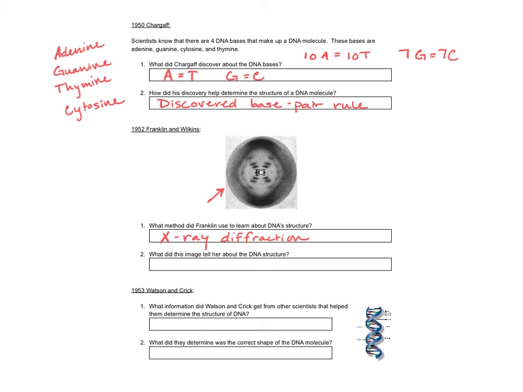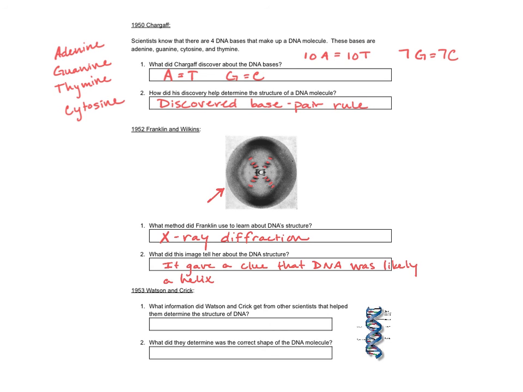Number 2 says, what did this image tell her about the DNA structure? And so she took this picture as though you were looking down a ladder from the top to the bottom, and that ladder was twisted. So you can see in this structure that there's these various little lines that kind of make an X, and that allowed her to determine that the structure of DNA was most likely a double helix.